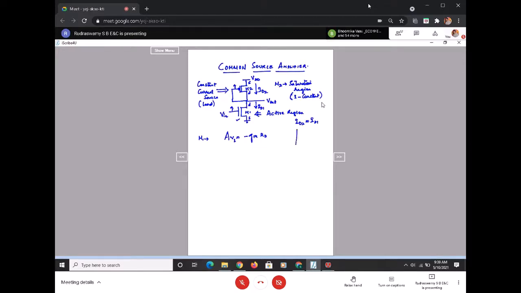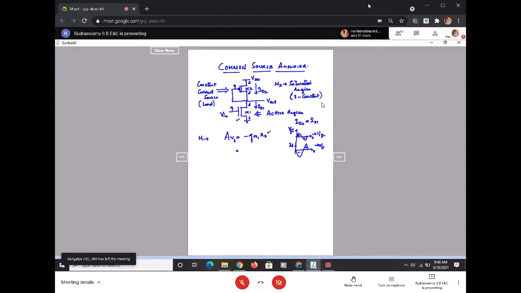For example, if my input is my VGS here, and my current is the output, you can see that when the input is positive, the output is negative, and when the input is negative, the output is positive. So the output is current and the input is voltage, which is why the transconductance comes into the picture. Since it is the M1 transistor gain, I call it GM1, and RD is basically the load resistance.